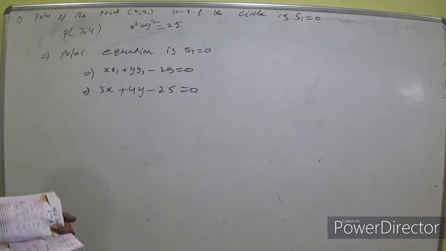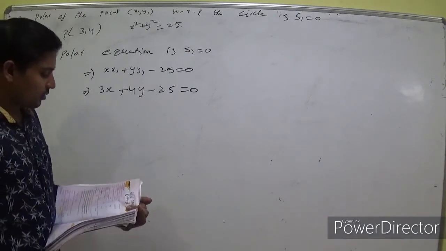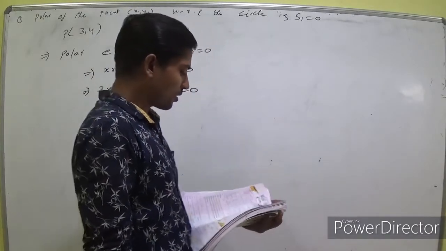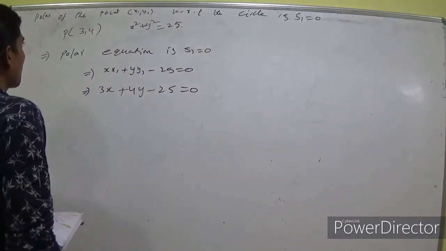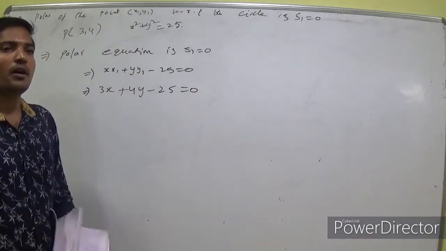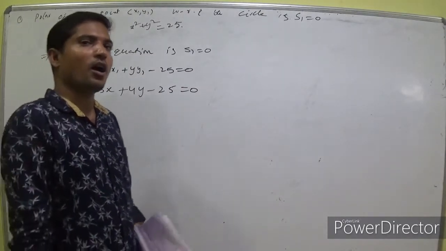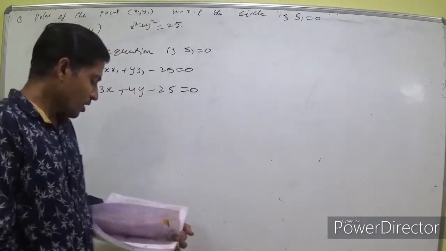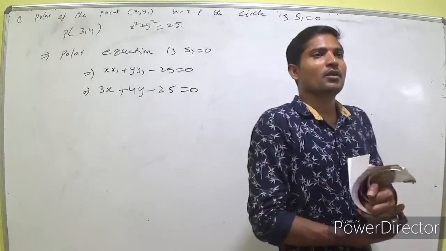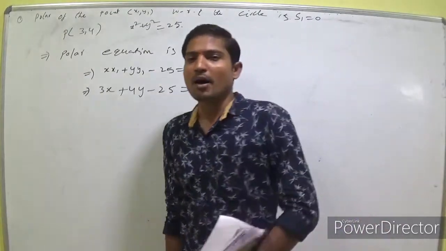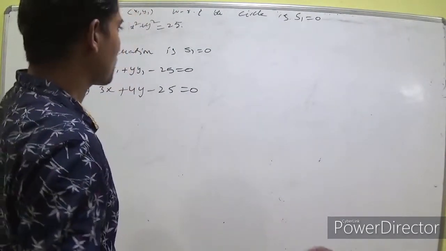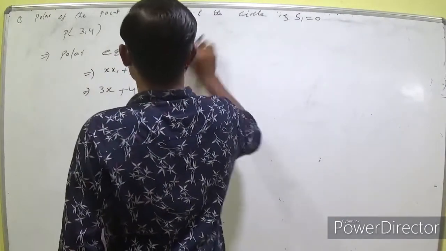The pole of the line with respect to the circle. So the pole of the line Lx plus my plus n equal to 0 with respect to the circle x square plus y square equal to r square is minus L r square by n comma minus m r square by n. So let us use that formula and solve it.